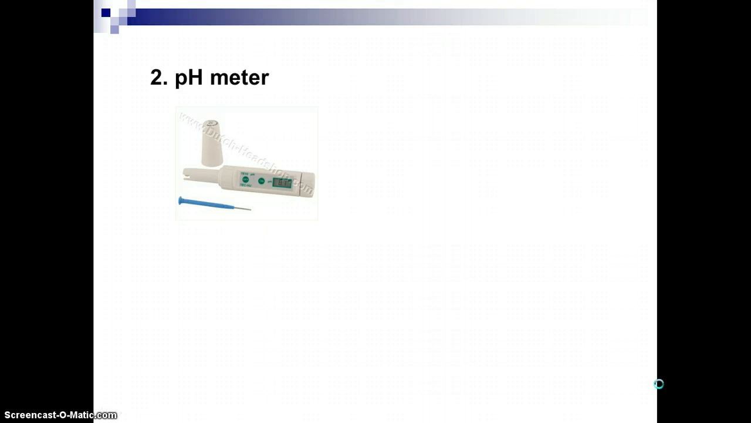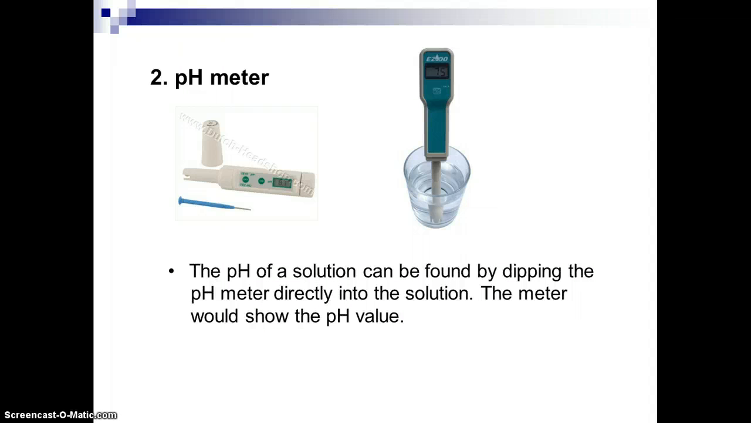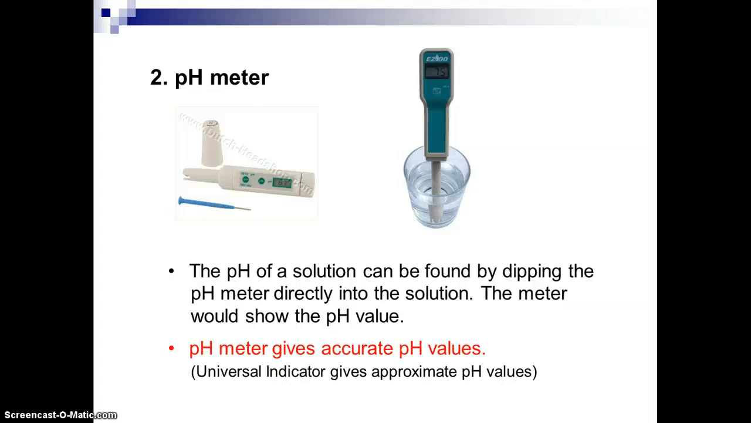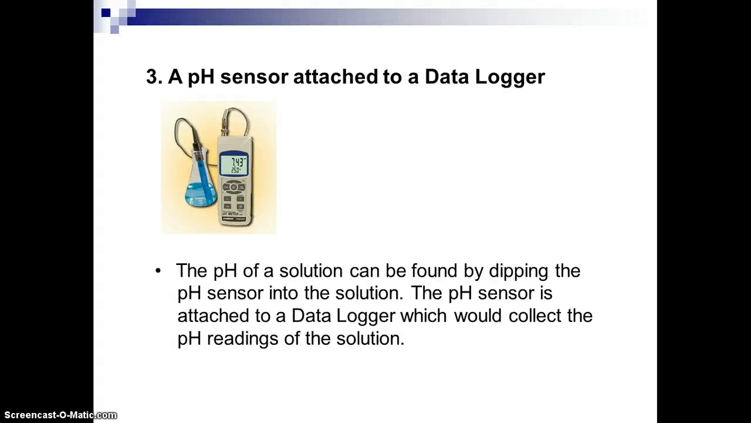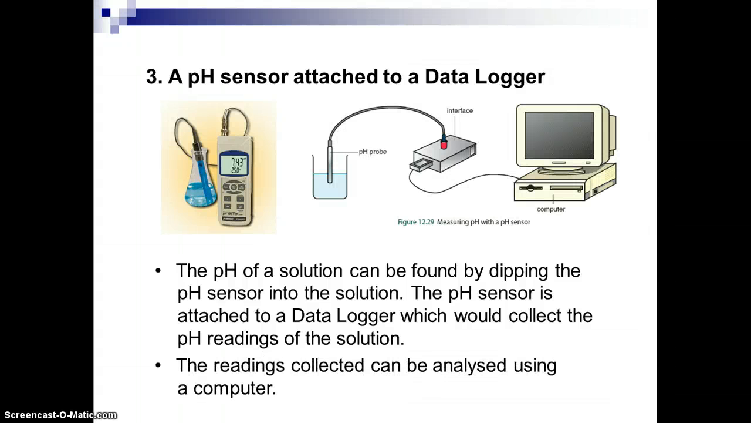Okay, pH meter. A pH meter is an instrument used to measure the pH of a solution accurately. Very simply, you just dip it into the solution, press the button, and the value will be displayed. Another accurate way of measuring pH is the use of a pH sensor attached to a data logger. The pH of a solution can be found by dipping the sensor into the solution, and the pH sensor is attached to a data logger which will collect the pH readings of the solution. These readings can be used for analysis by using a computer.